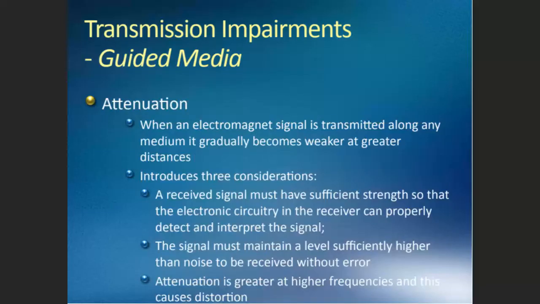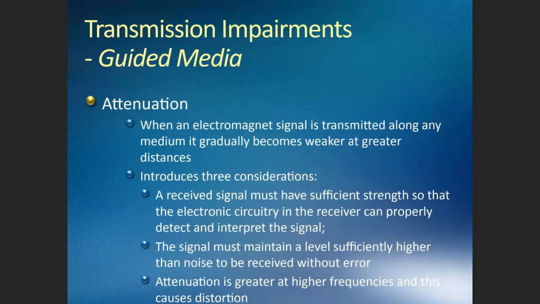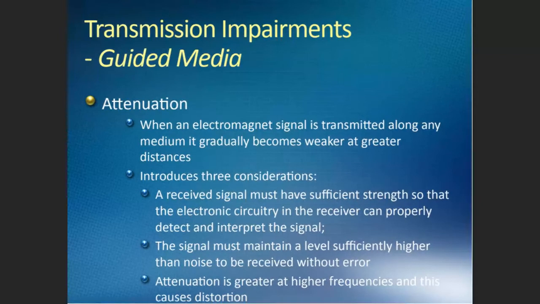Attenuation: when an electromagnetic signal is transmitted along any medium, it gradually becomes weaker at greater distances. When you travel further, it will become weaker. You have to consider 3 considerations. A received signal must have sufficient strength so that the receiver can understand. I send a signal, but when it is received by the receiver, it is very weak. You cannot understand what this is. Is this zeros, ones? So it should have enough power when it arrives.